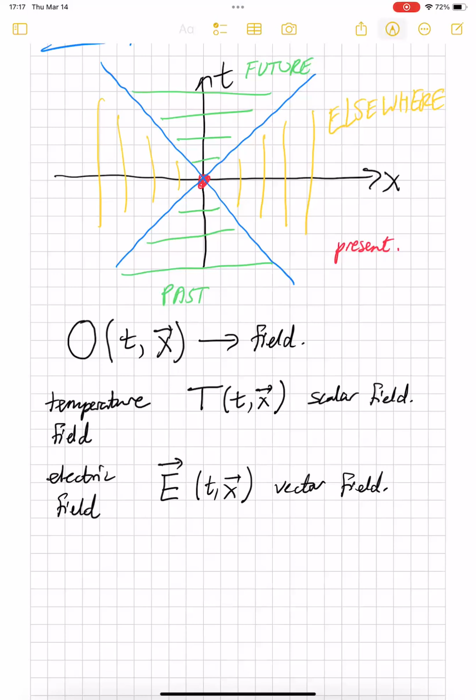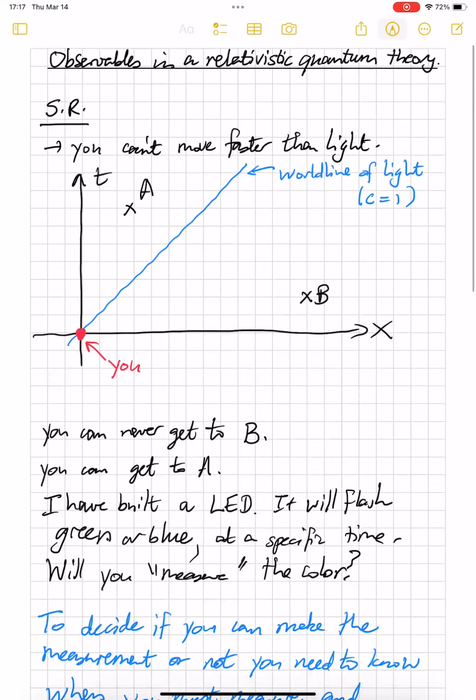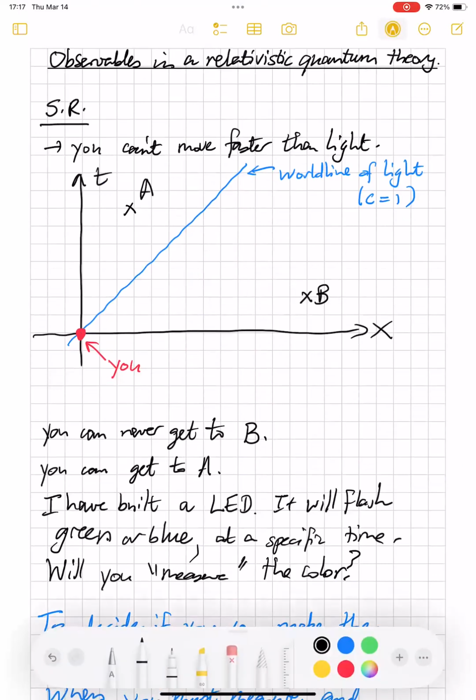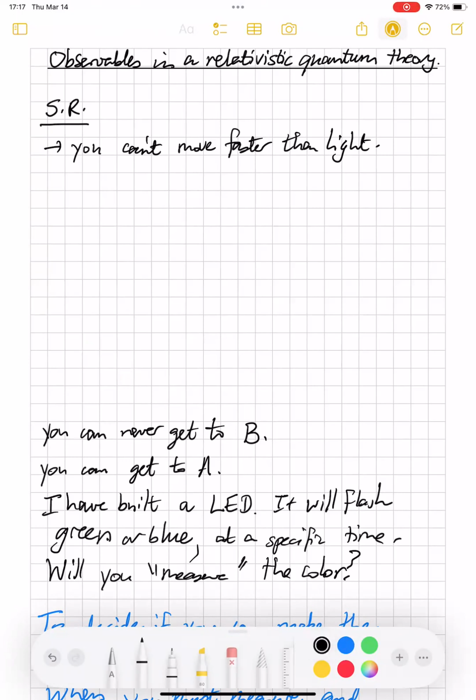So by looking at the constraints imposed by relativity, the fact that you can't move faster than light, we found that we have to say where we will make a measurement and when we will make a measurement. So we've been led naturally to the constraint. We are told that observables must be fields. Okay, so this is what we learn from special relativity.